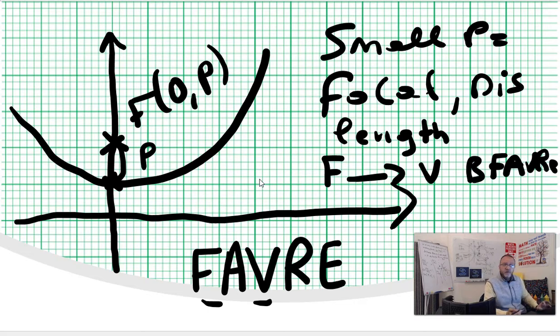So for me, the focal length, the focal distance, the focal point, this small p, I got my Favre. It's between F, focus, and V, vertex. F focus and V vertex.